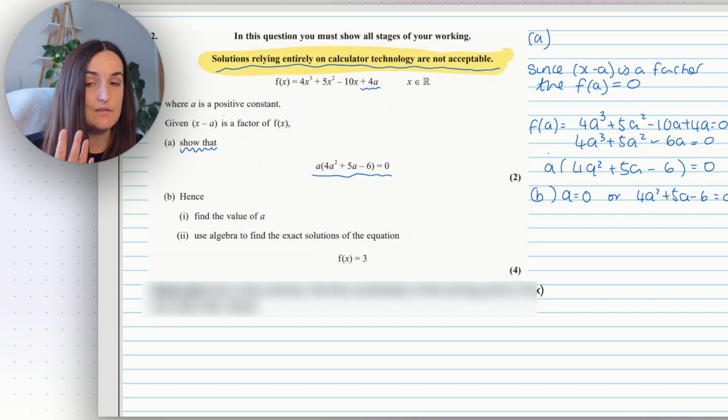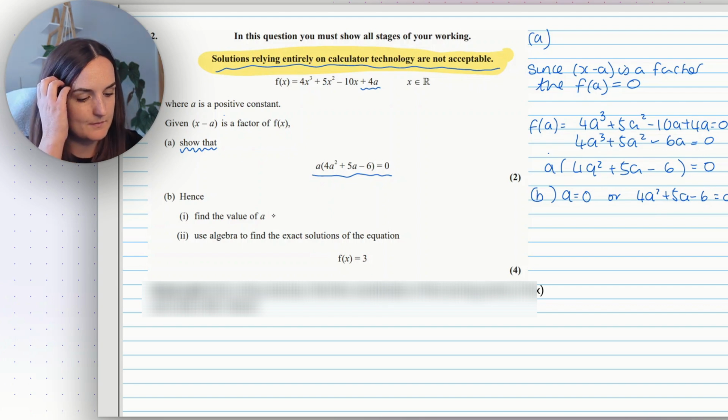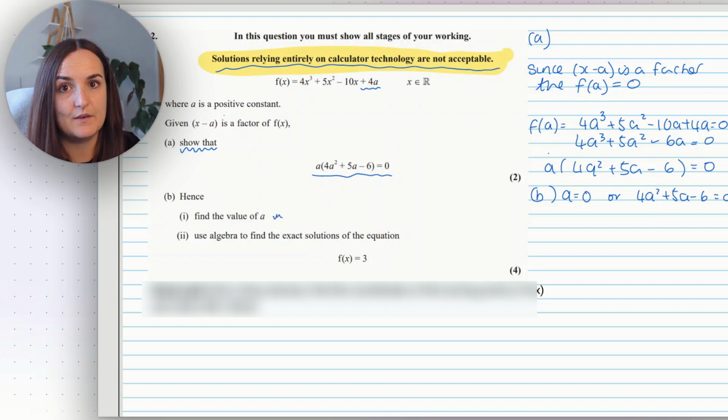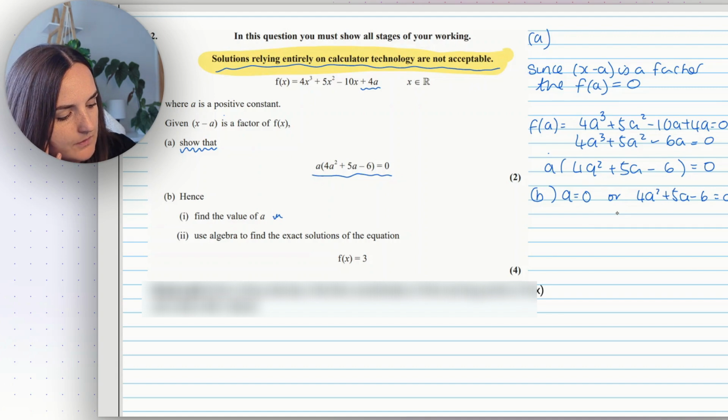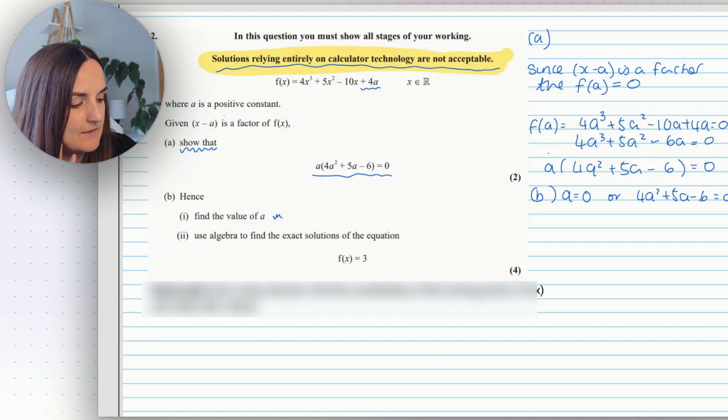So they are testing, even though this is a basic skill for this bit, they are testing that you know how to factorize quadratics. So I'm going to use something called the splitting method. So we do 4 times 6 is negative 24 because of the negative 6. So what factors of 24 make 5? So hopefully you're thinking 3 and 8. So it's 4a squared plus 8a minus 3a, so 5a is now 8a minus 3a, minus 6. And then you split it down the middle and you factorize each side.